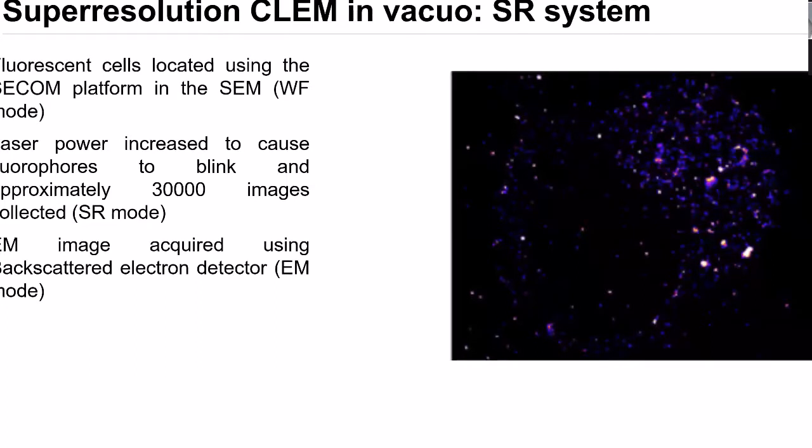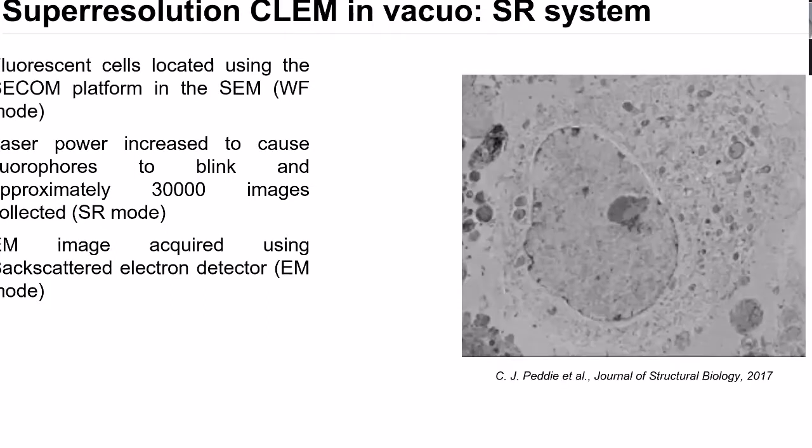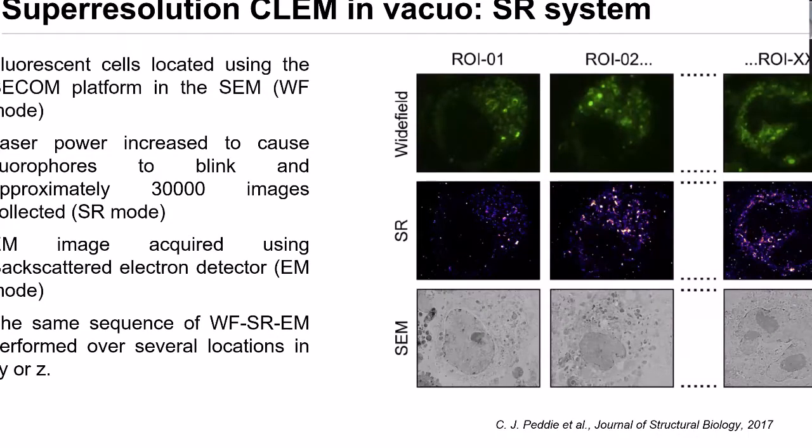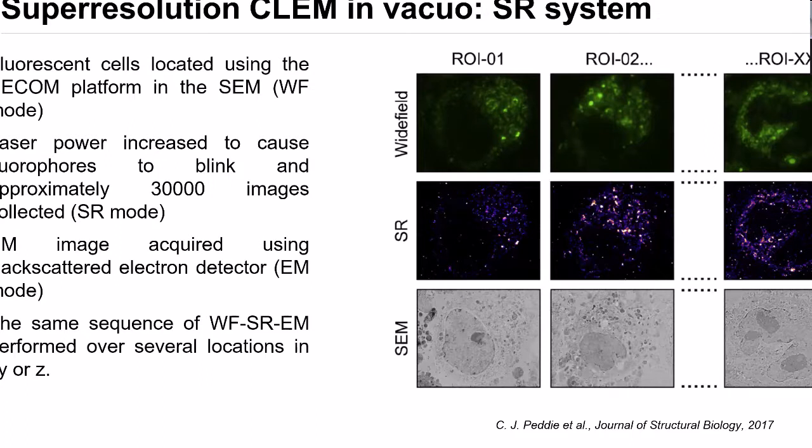Subsequently, the electron microscope image is acquired using a backscatter electron detector. And this is then the EM mode, which gives you a high resolution image such as this. And the same sequence, so wide field, super resolution, EM, is performed over several locations in XY or in Z, leading to a stack of images like this. So this is the wide field image in the first region of interest, then move over to another region of interest in a wide field image. And these are the super resolution images corresponding to those. And the bottom row is the scanning electron microscope image corresponding to this.